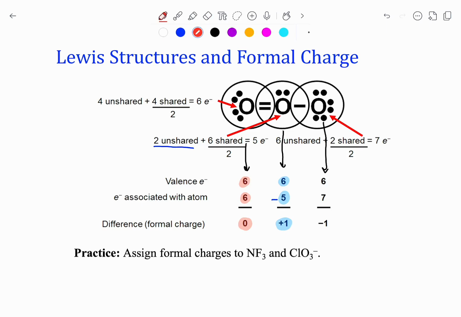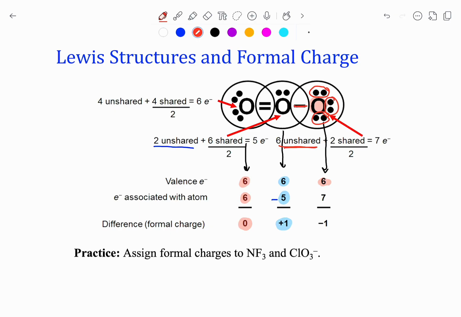I'm going to go back to red for this one. So we're going to do this last oxygen here. We'll do this one kind of quickly now that we've done 2 examples so far. So it has 6 valence electrons. That comes from the periodic table. We now want to look to its associated electrons. So we look first to the lone pairs. There's 1, 2, 3, 4, 5, 6 electrons in the lone pairs. So that's 6 unshared electrons.